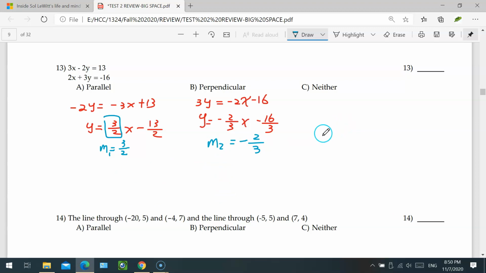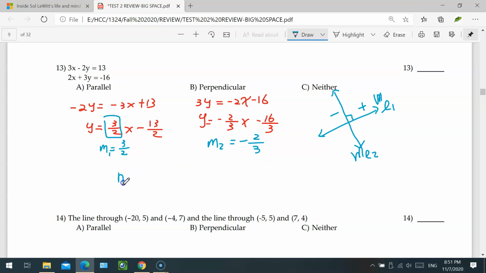When two lines are perpendicular, that means they intersect at 90 degrees. So if this is line 1, the slope of line 1 must be a positive slope, and the slope of line 2 must be a negative slope. So when two lines are perpendicular, one slope number is positive and the other must be negative. And then the product of these two is equal to negative 1.